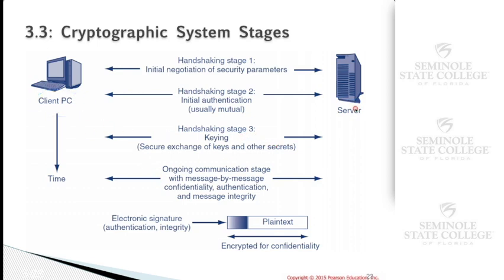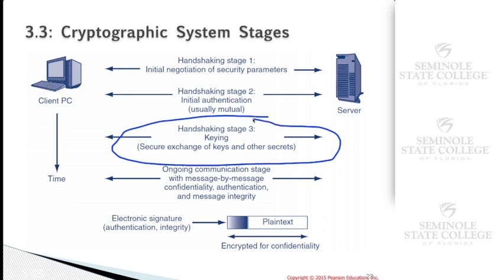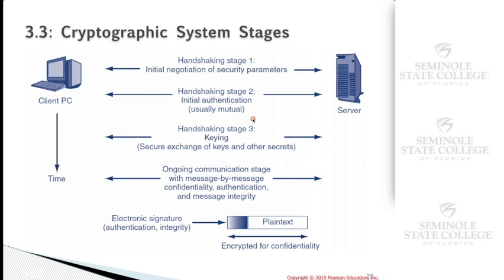And then once that is done and all this is clear, we go to stage 3 where we exchange a key or parameters to create a key, and we create ourselves the same key. Once we have done that, we can do ongoing communication using that key. Remember, the key that we generate here is only valid for the duration of this communication.